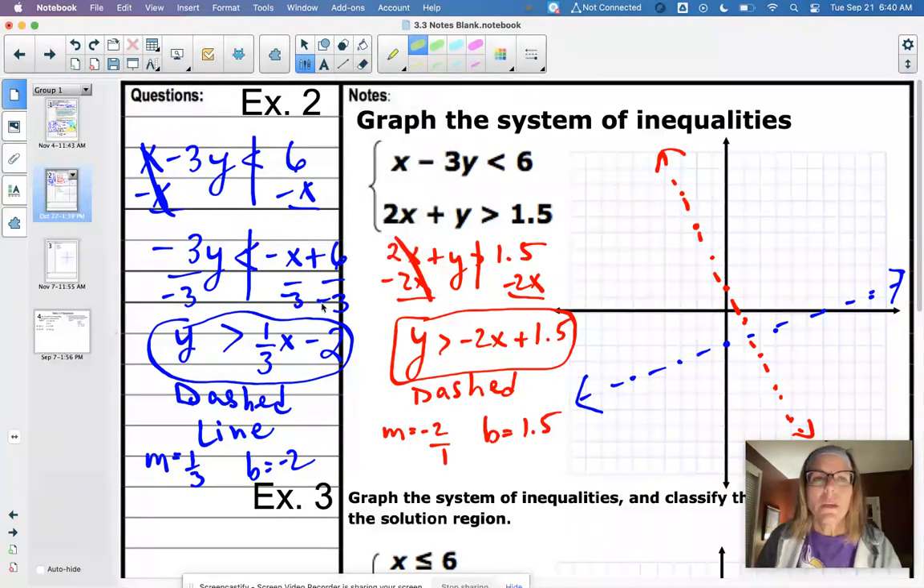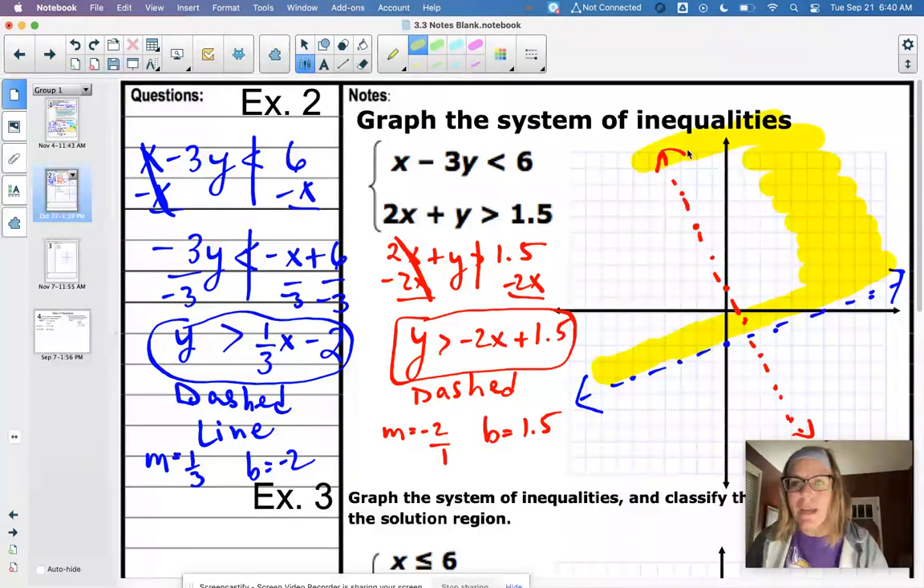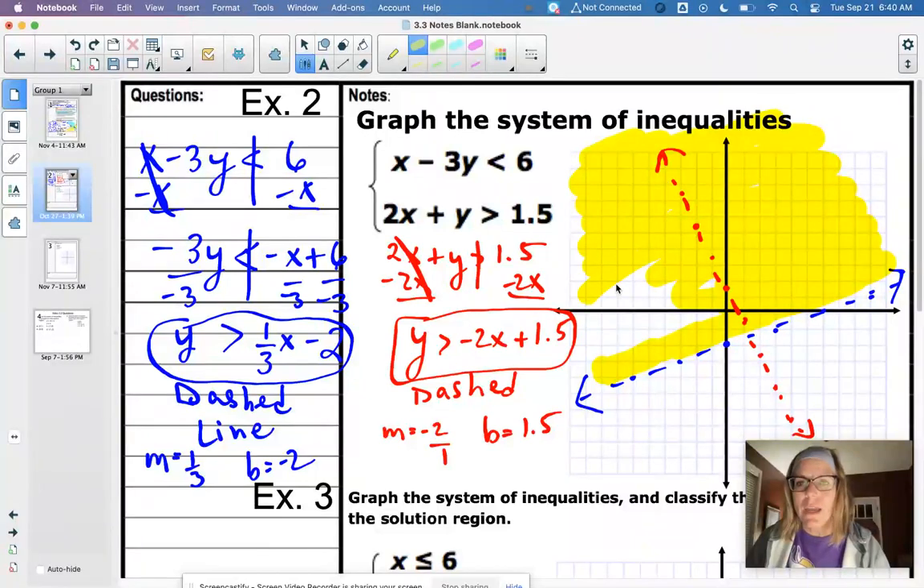Okay. So on the blue line here, y is greater than. That means I'm going to shade above the blue line. I want y values greater than the line. Y values greater than the line are above.